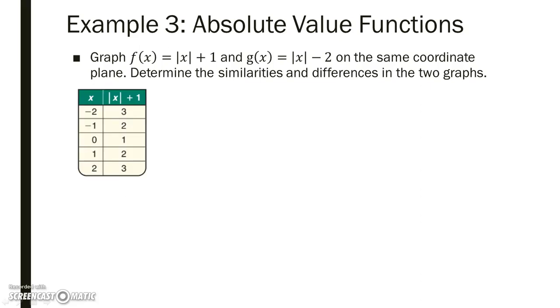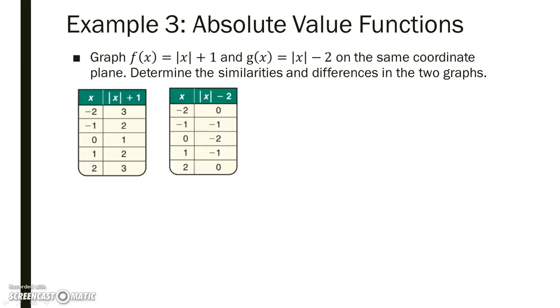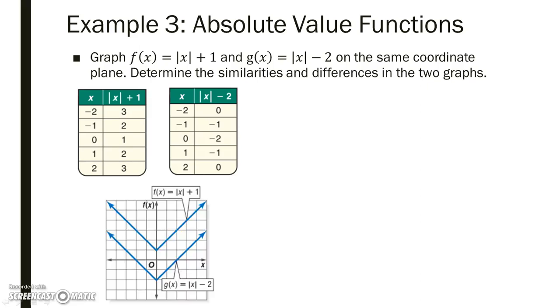So for the absolute value of x plus 1, we get (-2, 3), (-1, 2), (0, 1), (1, 2), and (2, 3). For the absolute value of x minus 2, we get (-2, 0), (-1, -1), (0, -2), (1, -1), and (2, 0). So our graphs look like this. Our absolute value of x plus 1 is above, and the absolute value of x minus 2 is below.